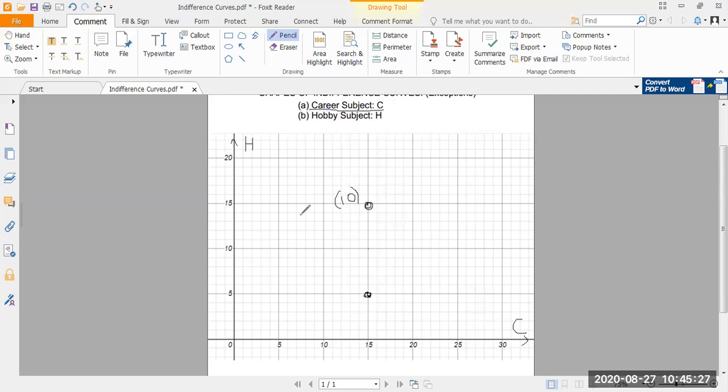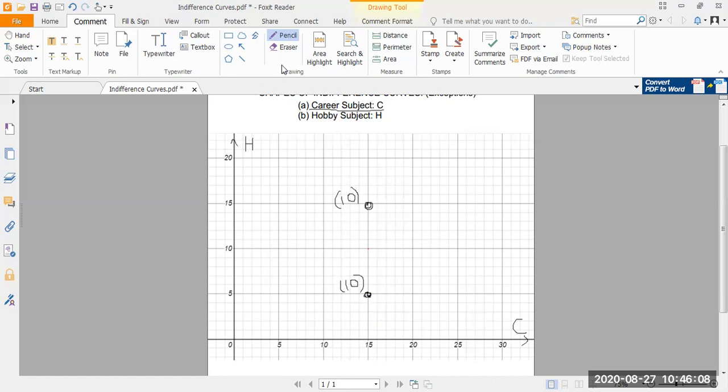So if I get 15 marks in hobby subject and if I get 5 marks in my hobby subject, it doesn't necessarily give me a different amount of utility. So what I realize when I think that night is, if I get 15 marks in career and 15 marks in hobby, and I get 10 units of utility from that, I might get the same amount of utility if I get 15 marks in career and 5 marks in hobby. So that won't make me feel any worse. It will still give me the same amount of utility.